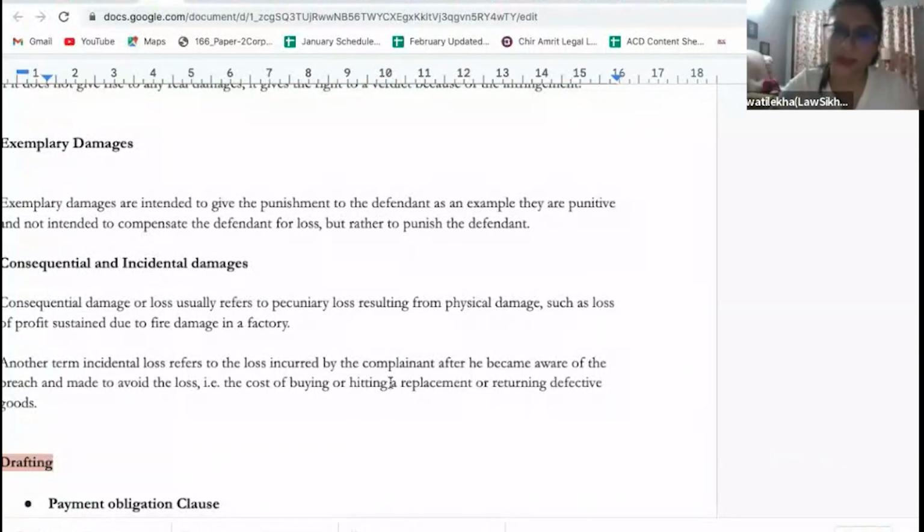From a drafting perspective, you just need to know about the concept of material breach and capturing the material breach, and your liquidated and unliquidated damages. From a theoretical perspective this is enough. Any doubts so far before I move to live drafting?